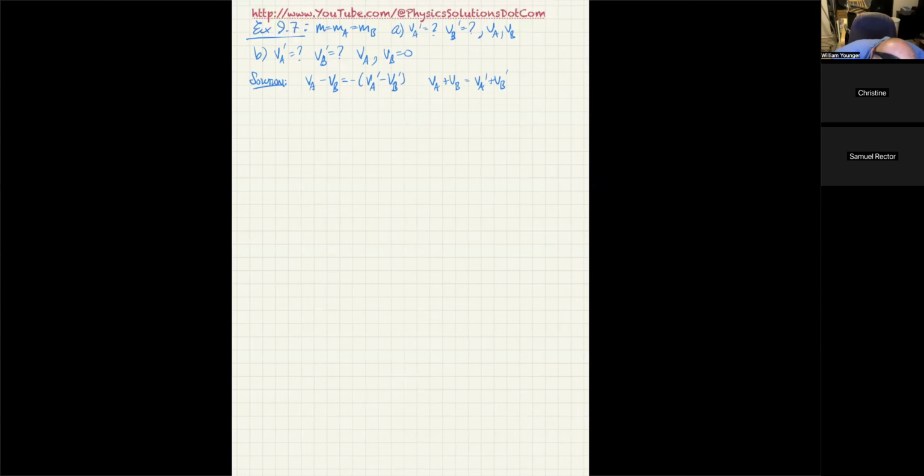We could also use, of course, the equation for VA squared plus VB squared is equal to VA prime squared plus VB prime squared. We can use that as well. But that's the total that we're shooting for. So how do we go about doing this? Well, the first thing I'm going to do is solve. I'm going to call this equation 1, I'm going to call this equation 2, and I'm going to call this equation 3.